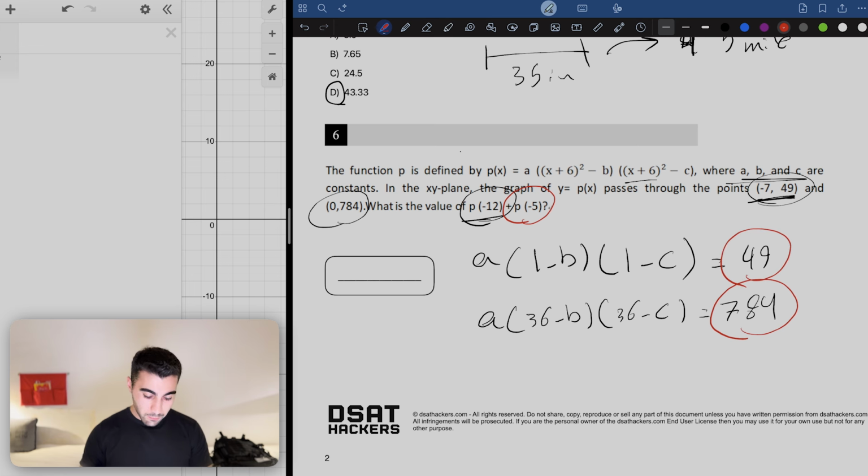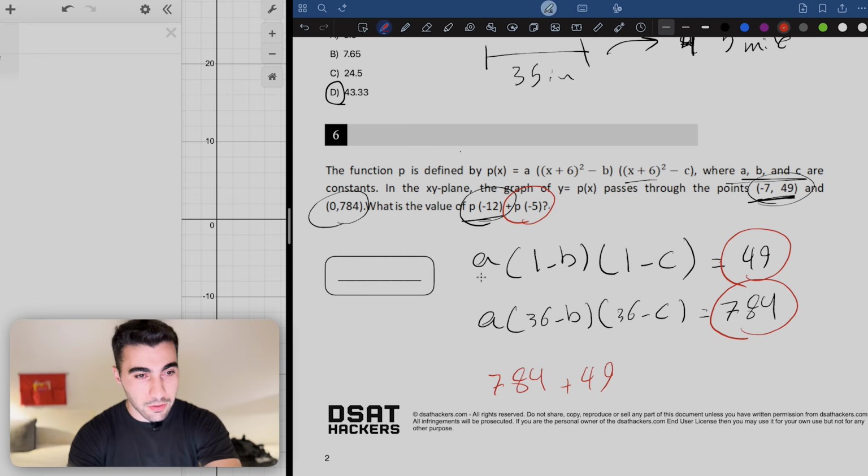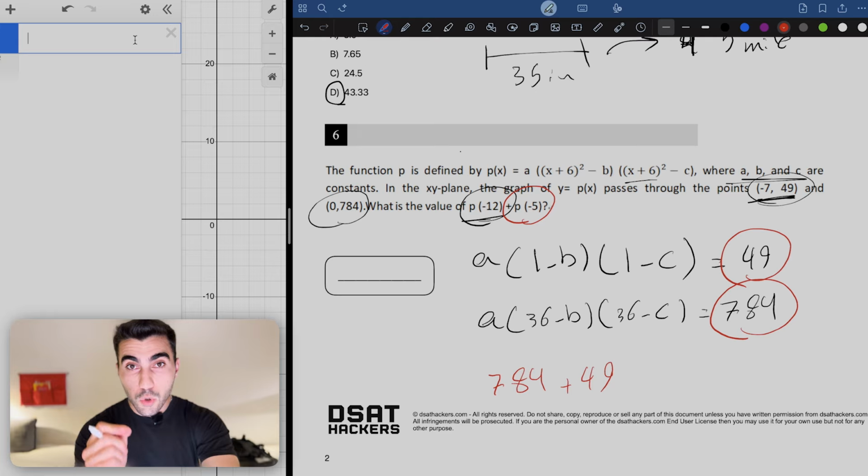So p of negative 12 plus p of negative 5 is going to be 784 plus 49. That's it. That's how easy it is. You just plug in the points and then you realize, oh, they're the same thing. You wouldn't know this if you didn't plug in the points and you were just thinking, how should I do this question? How should I do this question?